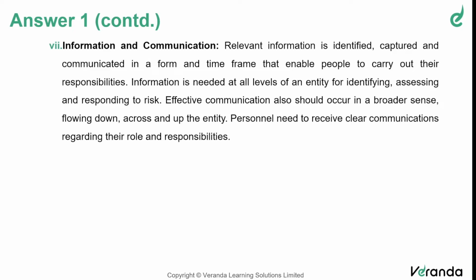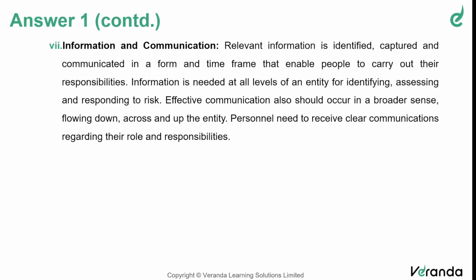Would you like to revise all the 6 components? What was the first one? Internal environment. The second one? Objective setting. Set your objectives. The third one? Event identification. Find out what are the things that can happen. The fourth one? Risk assessment. The fifth one? Risk response. Very good. The sixth one? Control activities.